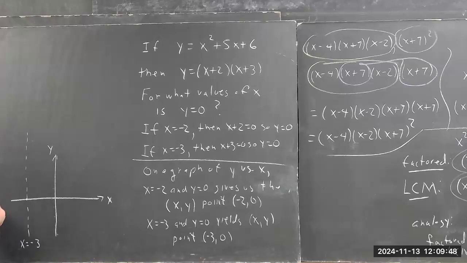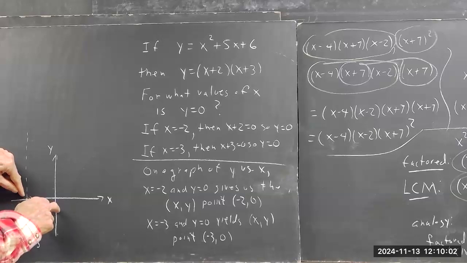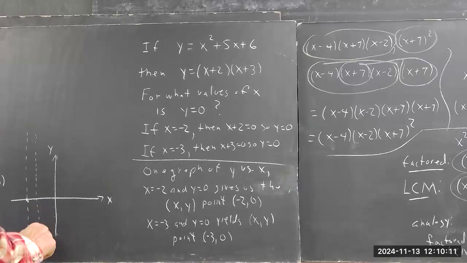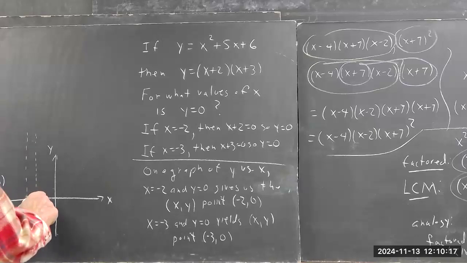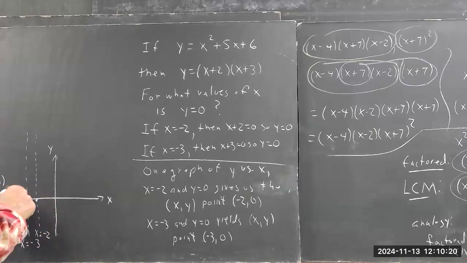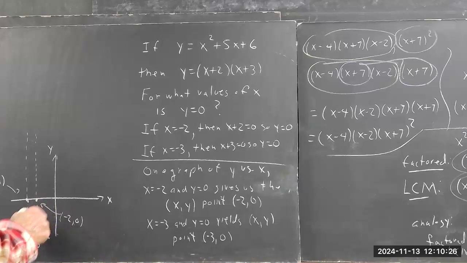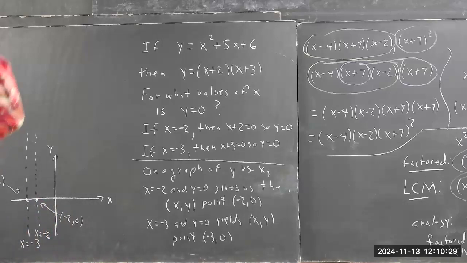So in any case, this is the point -3, 0. So the point -2, 0 is going to be between -3 and 0. Okay, between -3 and the y-axis, closer to -3, about a third of the way. So we'll say that this is X equals -2. And this point is -2, 0.